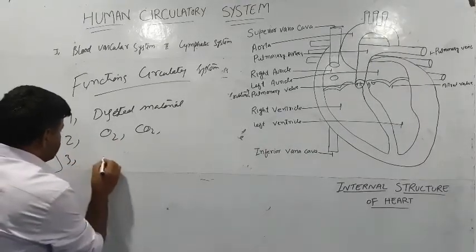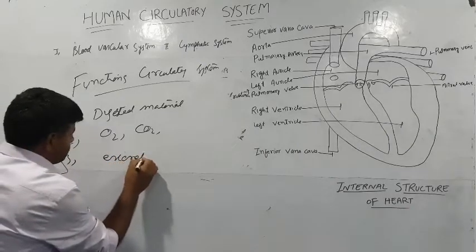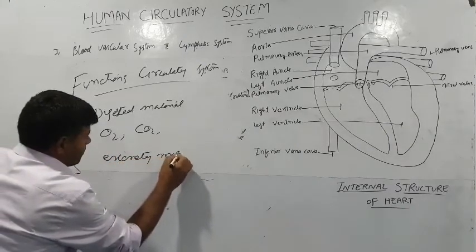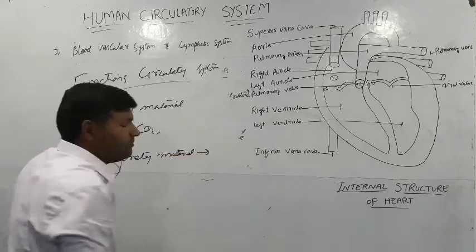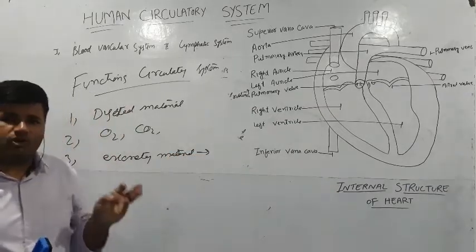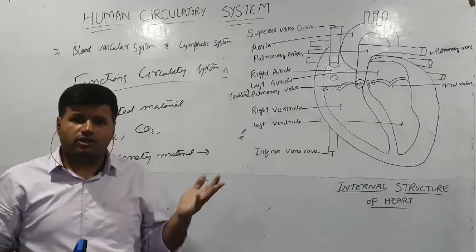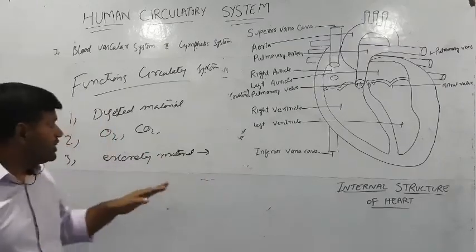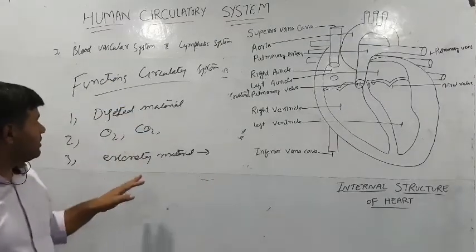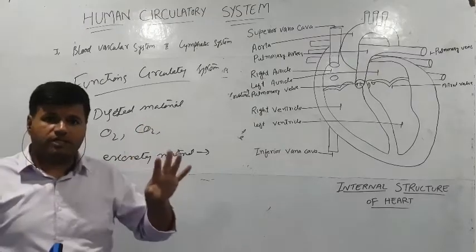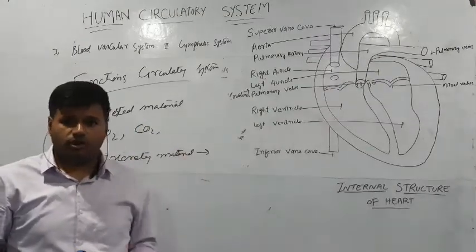And other excretory material, like salts, excess water, and other things which are not used by our body, are also carried by our blood in the circulatory system to their respective excretory organs, from where they are excreted out of our body.